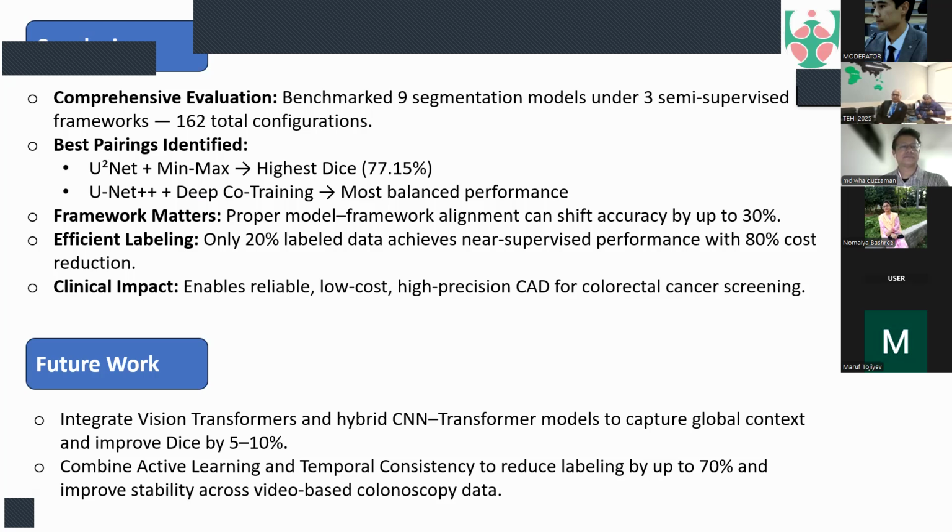For our future work, we plan to combine active learning and temporal consistency to reduce the labeling by up to 70% and improve stability across video-based colonoscopy data.